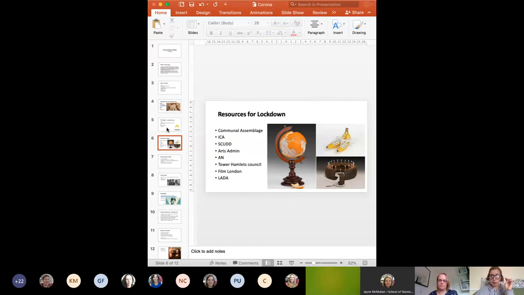The blog also has this section called Resources for Lockdown, and they had been appearing on my blog scarcely, but now there's so much of it. I called it Resources for Lockdown Communal Assemblage, simply because I didn't know where I was even getting these things from. There was so much, from the Institute of Contemporary Arts to the SCAD lists, Arts Admin, Arts Newsletter. Tower Hamlets Council, I live in that borough, has been posting resources from mental health to creative skills training.